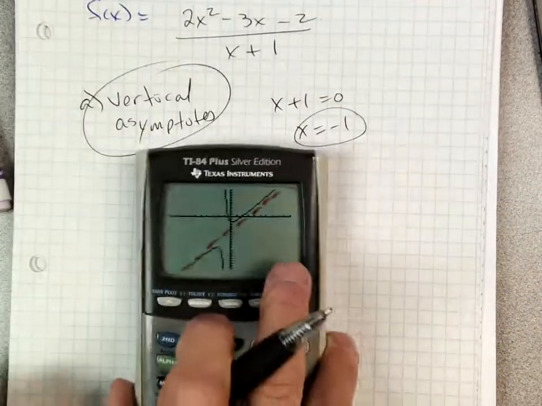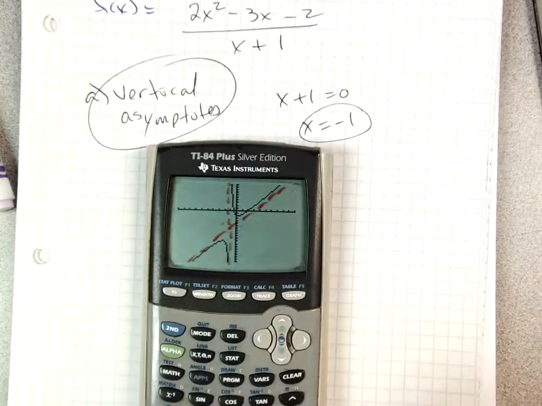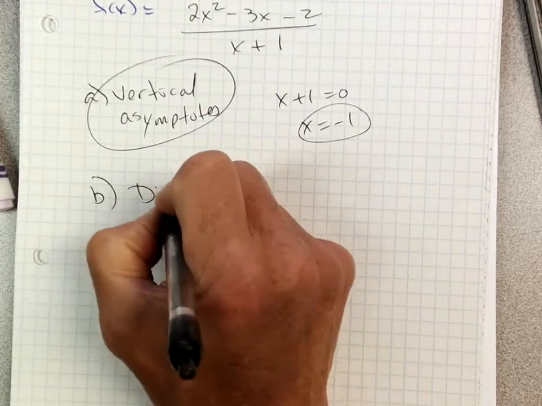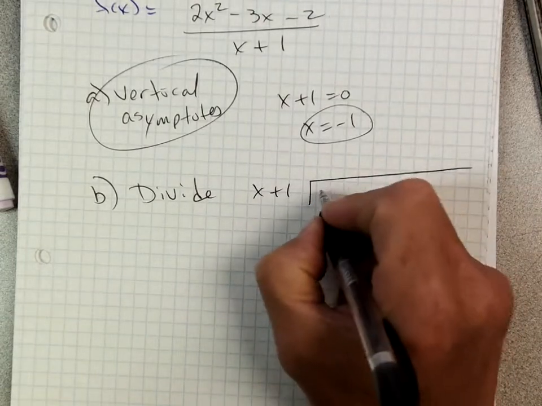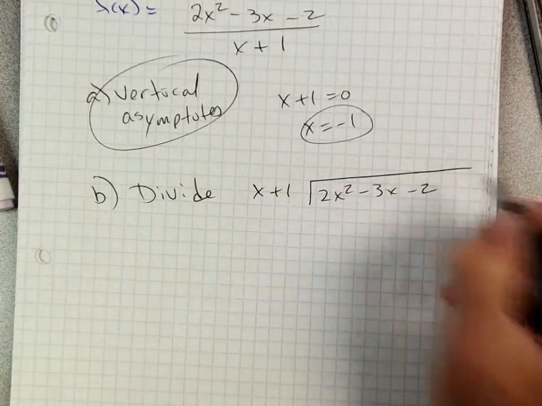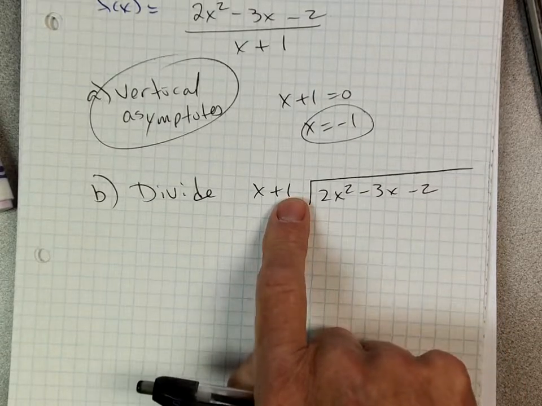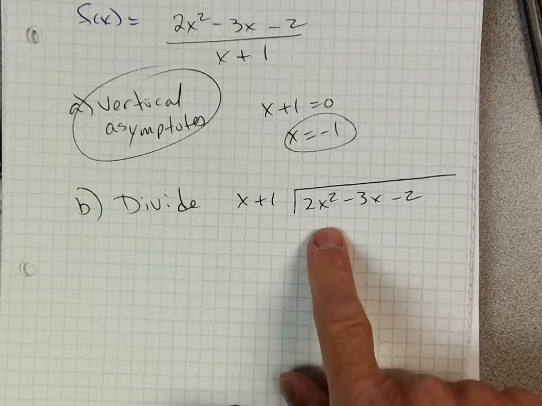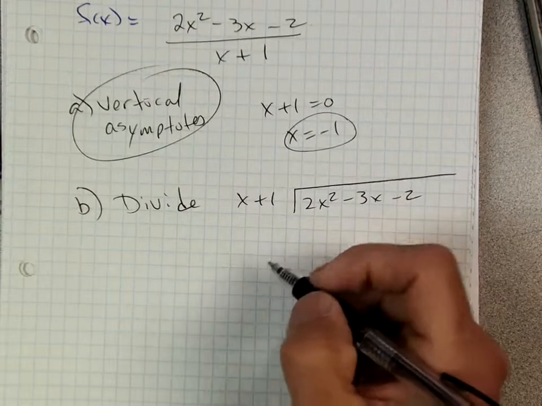Actually, if I take a look at my graph again, it kind of looks like we might have a vertical asymptote right there, right? That makes sense. Now the slant asymptote. To do the slant asymptote, we have to divide. We're going to have to divide x plus 1 into 2x squared minus 3x minus 2. Now, luckily for us, since it's just x plus 1, we can do synthetic division. Much easier, you agree? Why do we have to divide? Because when we divide, we're going to find out what the slant asymptote happens to be, okay? So let's do synthetic division instead.